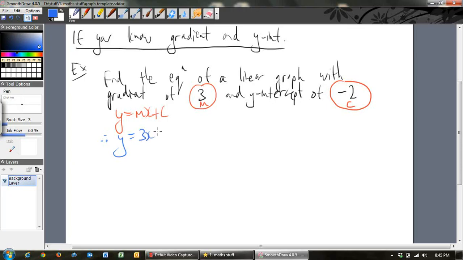3. X plus c is -2 plus -2. Let's just rewrite that out a bit better. Y equals 3x minus 2. And that is the equation. That is what you're trying to find. That is the relationship between y and x.